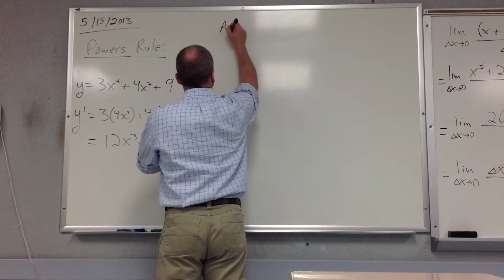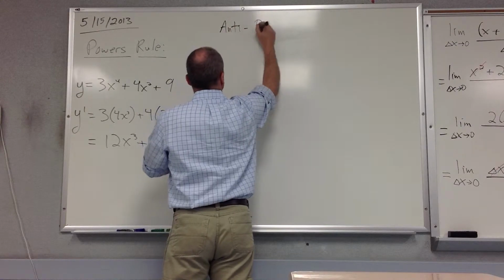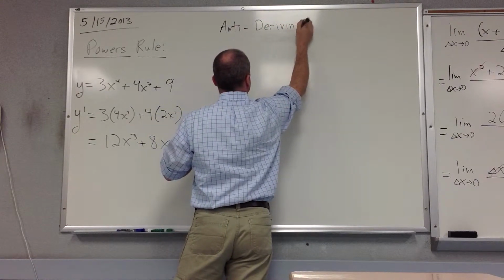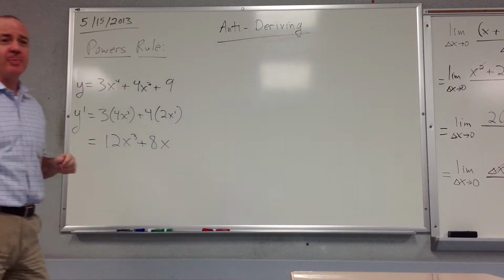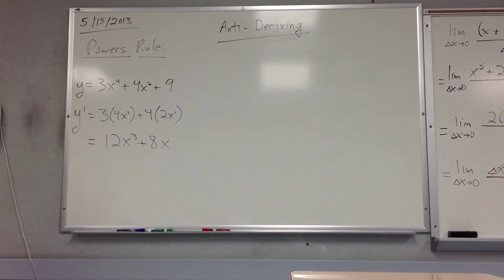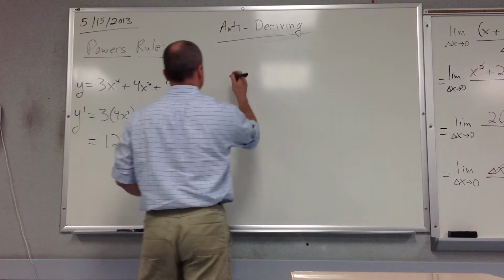Anti-deriving. We'll talk about why you want to anti-derive tomorrow. But anti-deriving is if you're looking at a derivative, can you figure out where it must have come from? There is a formula, but I want you guys to struggle a little bit.